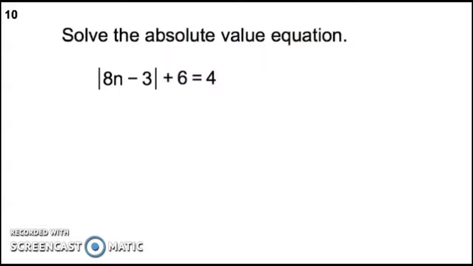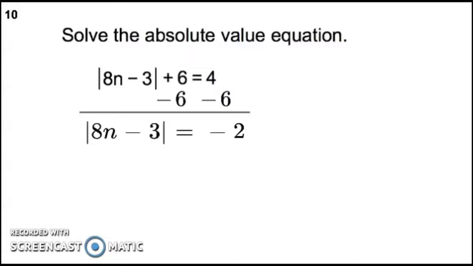Number 10, we are solving the absolute value equation. So your goal should be to first get the absolute value term by itself. We see this 6 is keeping it from being by itself, so we move the 6. So we subtract 6 from both sides, and we'll get absolute value of 8n minus 3 equals negative 2. Now let's think of this for a minute. Absolute value is the distance something is from 0. Now we know we cannot have a negative distance, so that's telling me my absolute value here is a negative number, which cannot happen, so my answer for number 10 would be no solution.